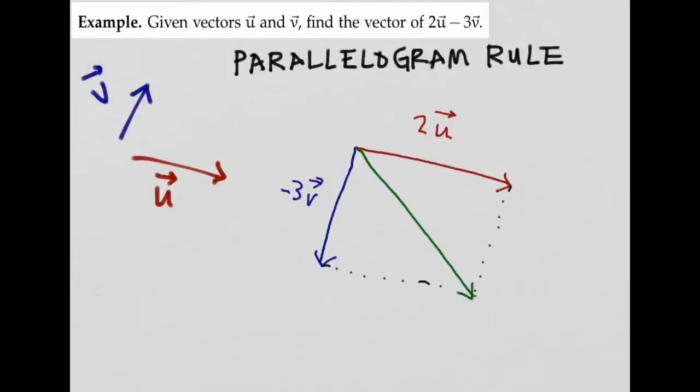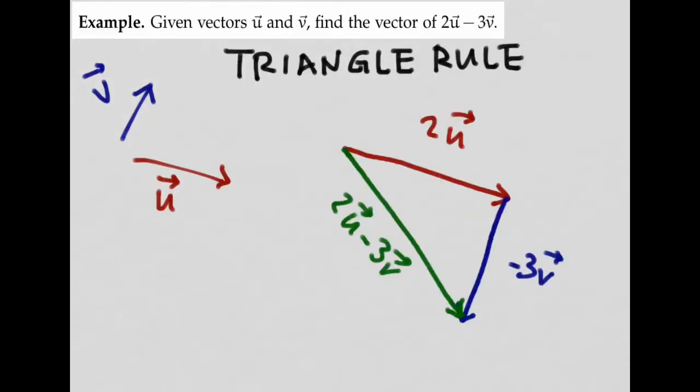This is the vector 2u minus 3v. Notice it gives the same result as when we apply the triangle rule. Compare the two vectors, or compare the vector 2u minus 3v. In both cases, you'll see that we're ending up with the same result: a vector with the same magnitude and direction.